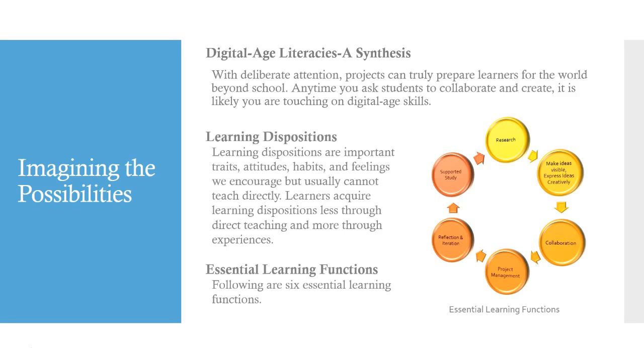Essential learning functions. It helps to examine technologies by way of the essential learning that students accomplish. To the right are 6 essential learning functions. Research: deep learning with experts, original works, and raw data. Make ideas visible: express ideas clearly. Bringing ideas into the open allows us to talk about them and make meaning.